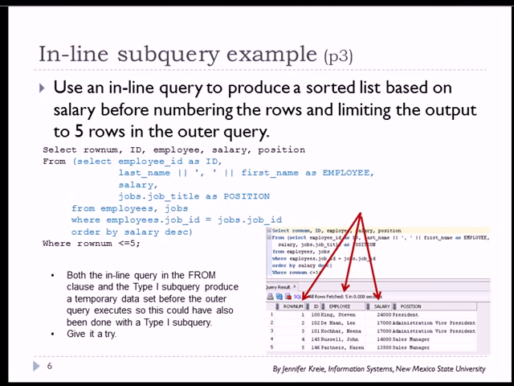And just as a side note, both the inline query in the from clause and the type 1 subquery produce a temporary data set before the outer query executes, so they can be run and tested independently of the outer query. So why don't you try doing the same solution we have here but using a type 1 subquery.